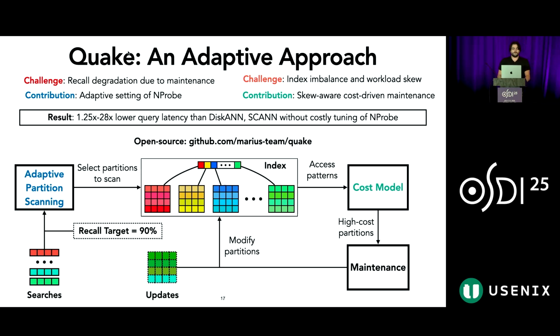And so the result of this was an index that gives you 1.25x to 28x lower query latency than state-of-the-art graph index DiskANN, and state-of-the-art partitioned index ScaNN without tuning of nprobe, and we made this system open source. So for the remainder of the talk, I'll go into details of these two contributions and then do a little bit of evaluation at the end.